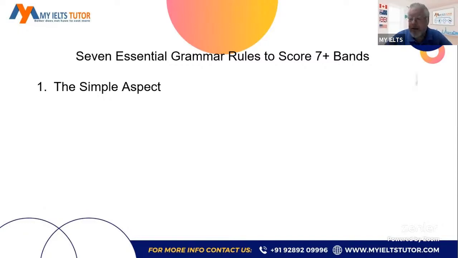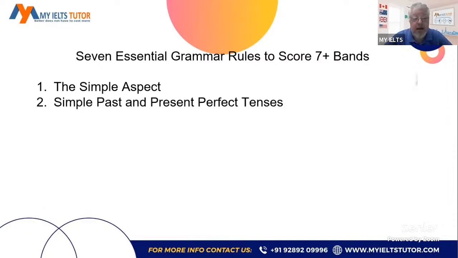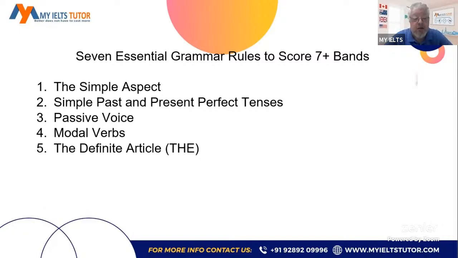So using the simple aspect. Next is simple past and present perfect tenses. We're going to talk about that, okay? And when I talk about the simple aspect, I'm talking about tense here. Now, our third one is passive voice. And so we'll talk about that. Next is modal verbs, okay? And then next we have the definite article, THE, the, okay? That's what we're going to talk about.